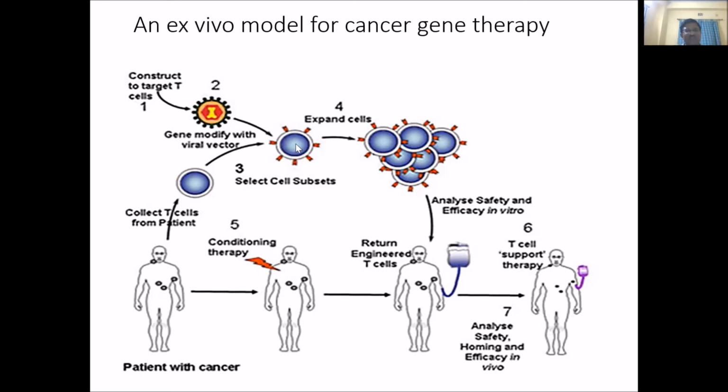Herpes simplex virus too. You insert it into the cell, you select and expand those cells which have received this recombinant DNA, and then reintroduce these engineered T cells into the body, where they are going to produce a huge amount of immunity. So that is going to kill the cancer cells.